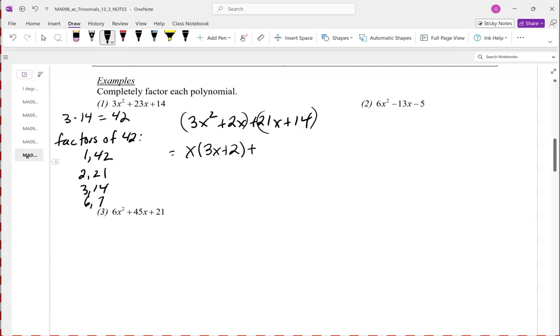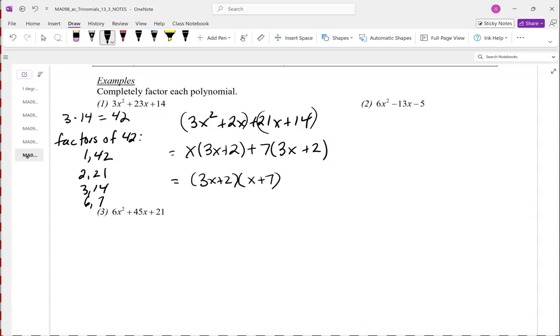GCF in the second piece, 7, left with plus the 2, right? Which is exactly what we wanted to see. So now you pull out the 3x plus 2, what are you left with? X plus 7. Good. That one okay?